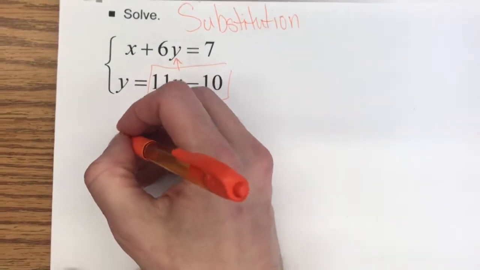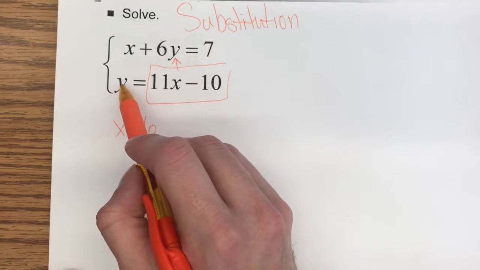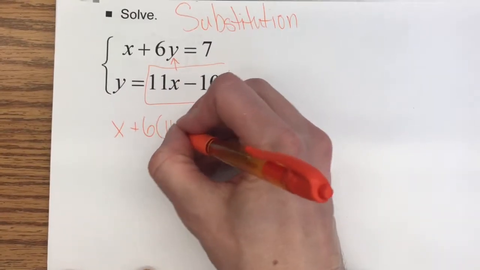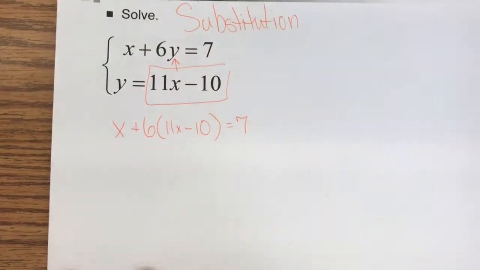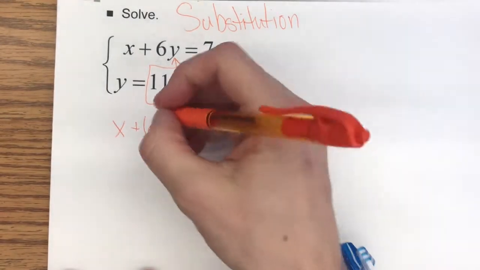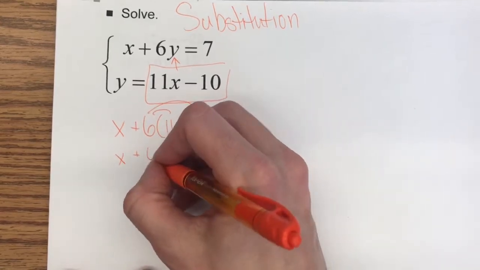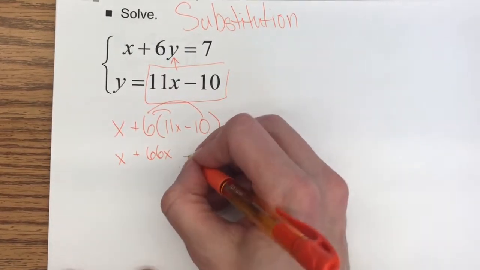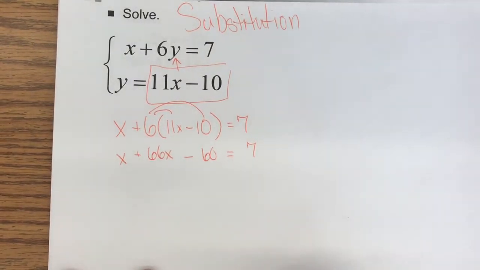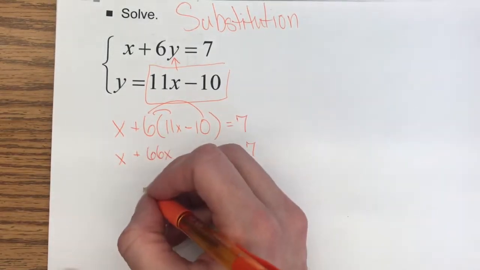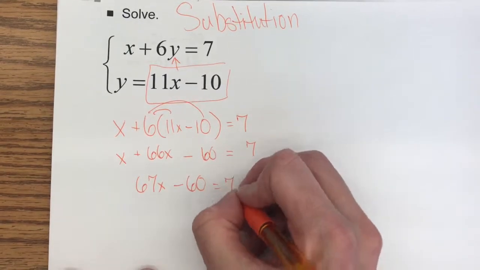So let's do that. x plus 6, and normally it says y, but instead of y, I'm going to substitute in 11x minus 10, and I'm going to keep writing the top equals 7. Next step, distributive property. Most of the time when I have one of these processes, I do distributive property. So 66x minus 60 equals 7. x plus 66x is 67x minus 60 equals 7.